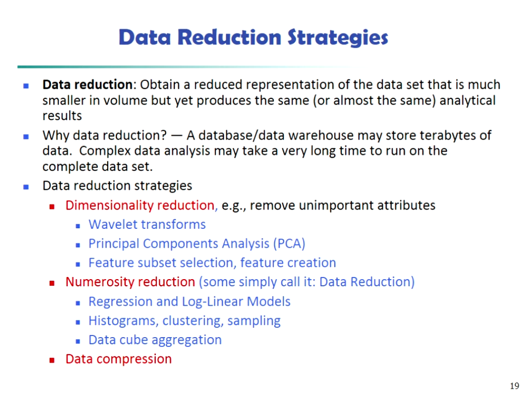There are many strategies for data reduction. The first category is dimensionality reduction. The second one is numerosity reduction, or data reduction. And the third one is data compression. In dimensionality reduction, we can find wavelet transform, principal components analysis, feature subset selection, and feature creation.